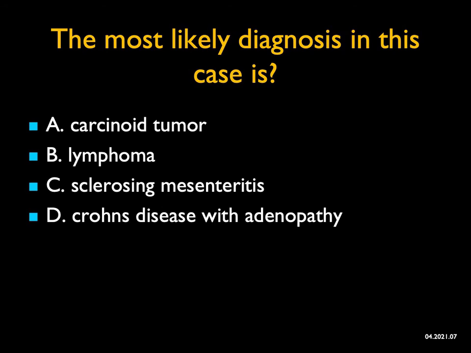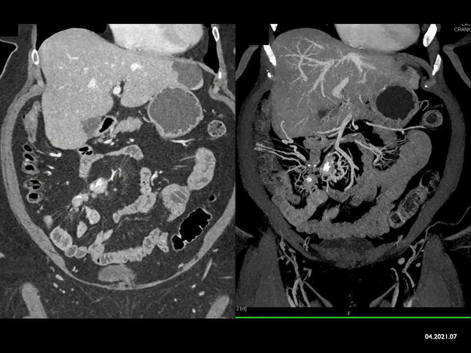The most likely diagnosis in this case is, well, if we look carefully, you see a mass in the mesentery. The mass is calcified. It has a desmoplastic reaction. Well, what could you be dealing with? Sclerosing mesenteritis is a possibility, but you usually don't have a desmoplastic reaction. You see calcification, and you can see a mass.